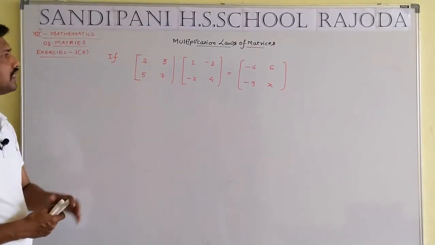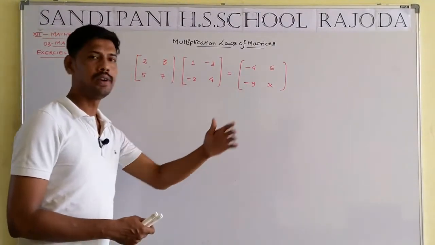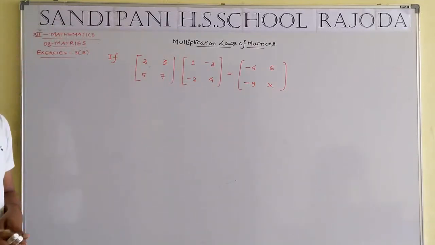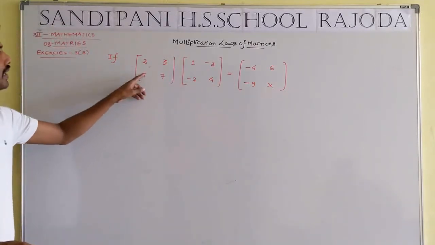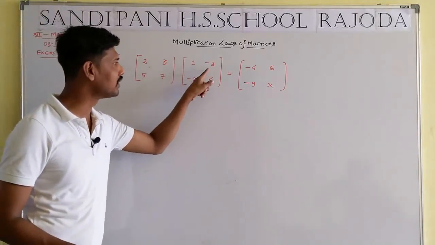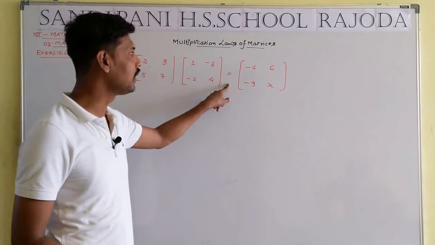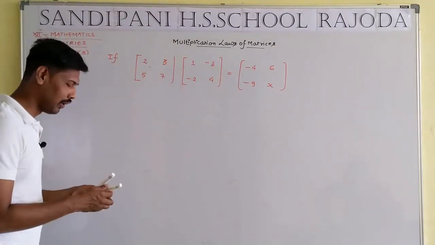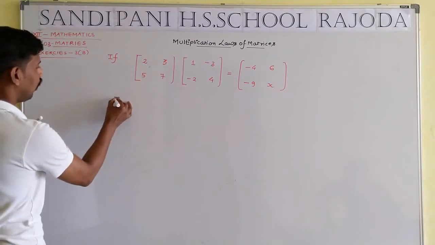Student, next question is there. With a different variation, find the value of x from the given expression: the matrix [2 3; 5 7] multiplied by the matrix [1 -3; -2 4] will be equal to [-4 6; -9 x]. Then we have to find the value of x.